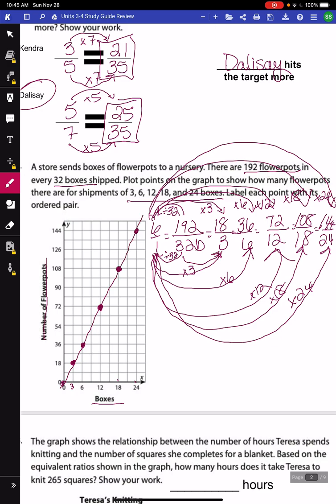Now, if you'll notice, all of these dots are in a straight line, which means that they are going to be equivalent fractions or equivalent ordered pairs. Anywhere that the line hits, here, here, and here, are also going to be equivalent ordered pairs. Okay?